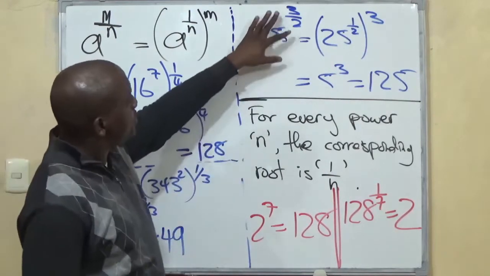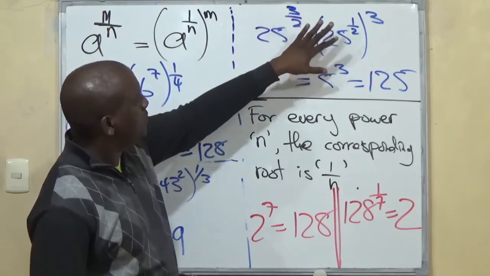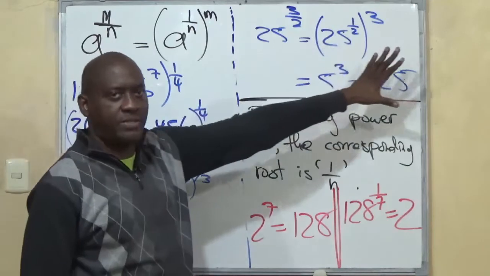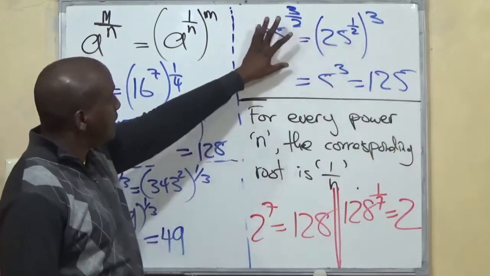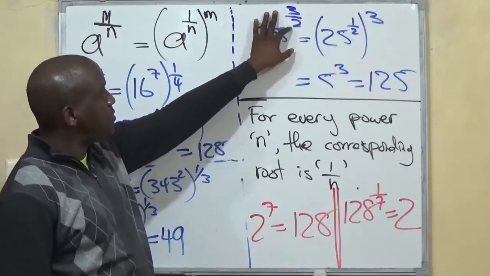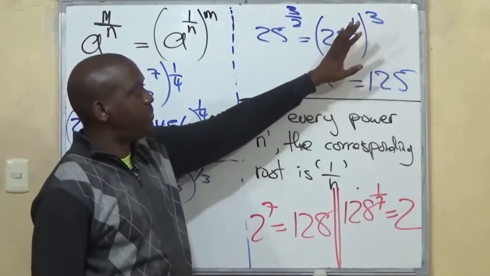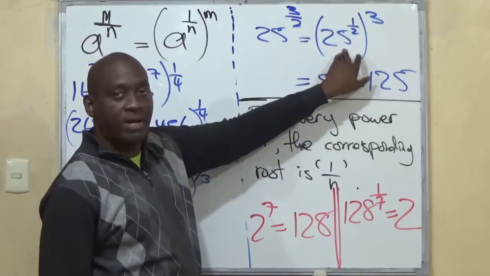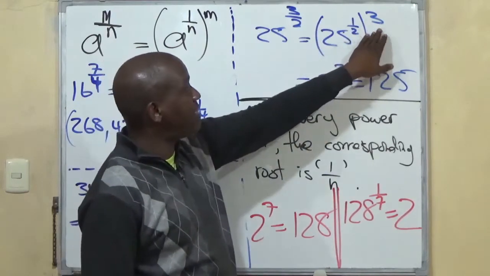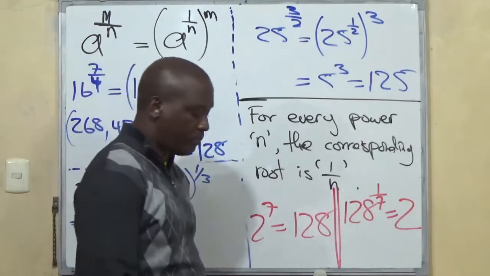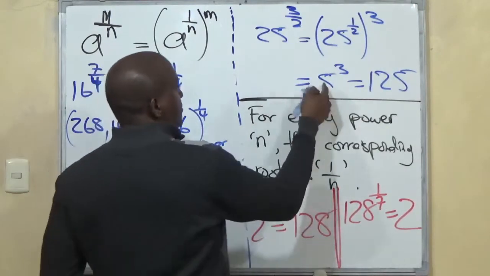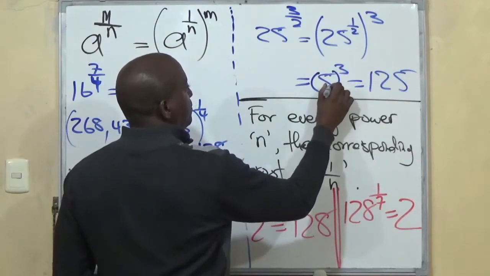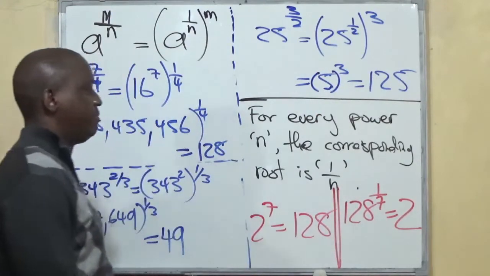25 to the power of 3 over 2 is what? In this case, we took the root on the inside. We said that 3 over 2 is the same thing as a half times 3. So we have 25 to the power of a half inside the bracket, all raised to the power of 3. 25 to the power of a half is what? 5. You get 5 cubed, and 5 cubed is equal to 125.